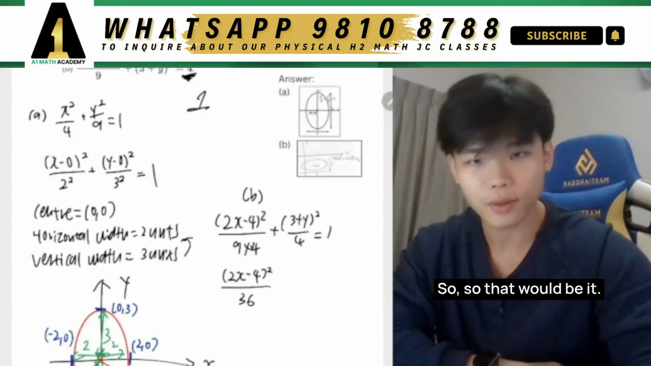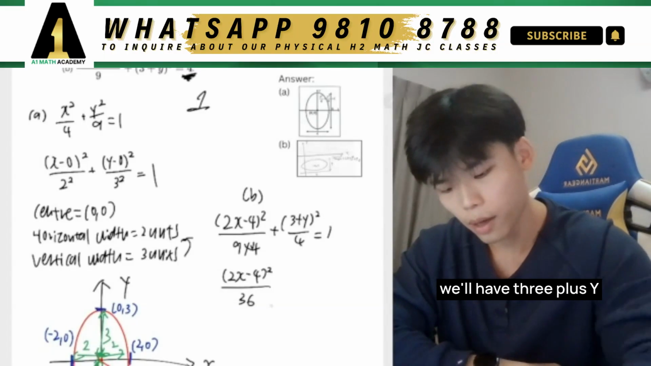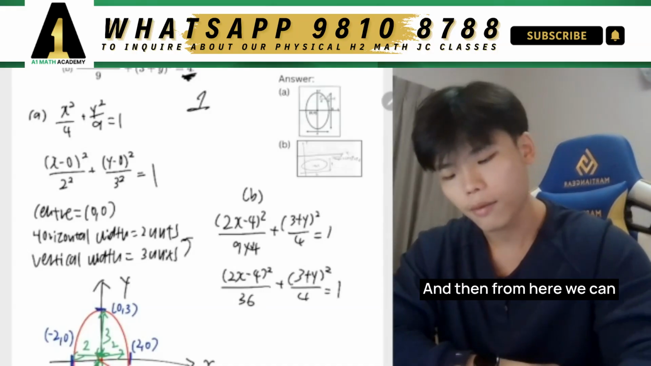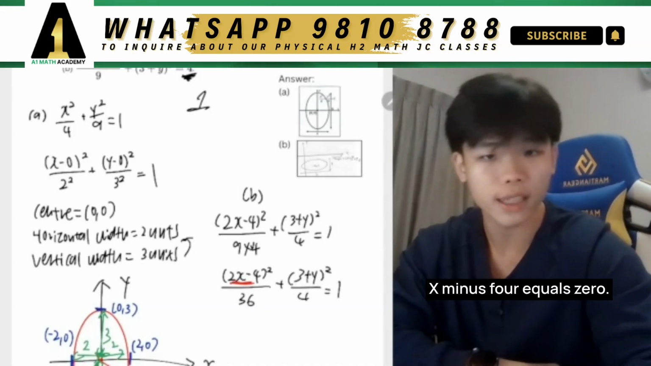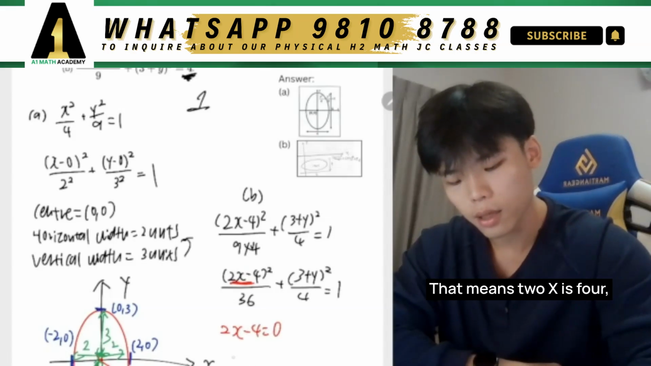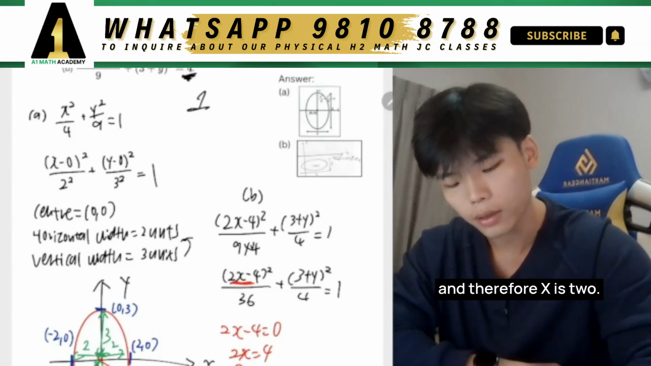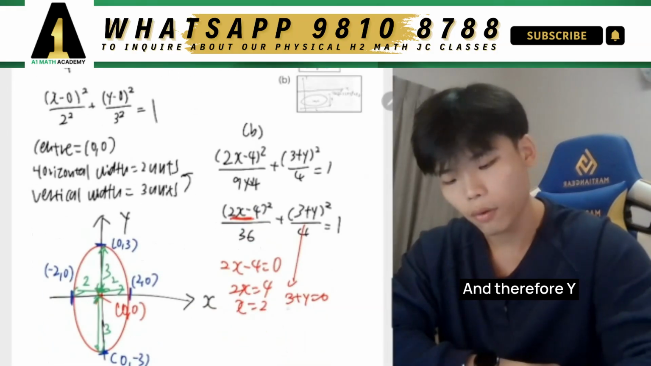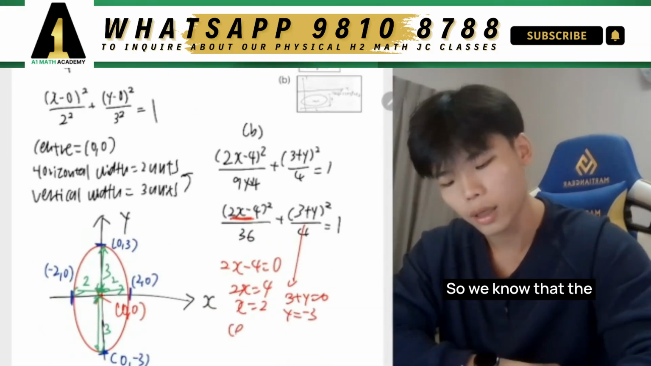Alright, so that would be it. And then from here, we'll have (3 plus y) squared over 4 equals 1. From here, we can see the center: 2x minus 4 equals 0, that means 2x is 4, and therefore x is 2. And then 3 plus y is 0, and therefore y is minus 3. So we know that the center is (2, -3).